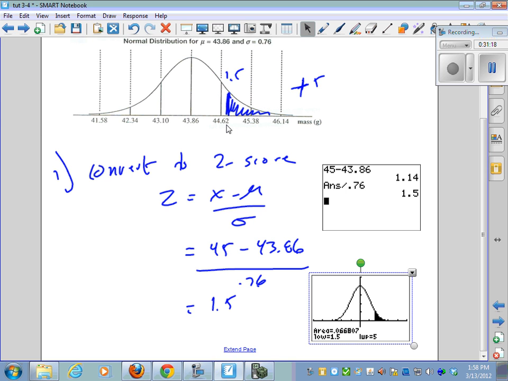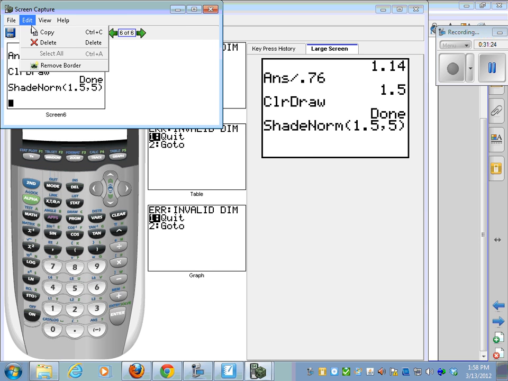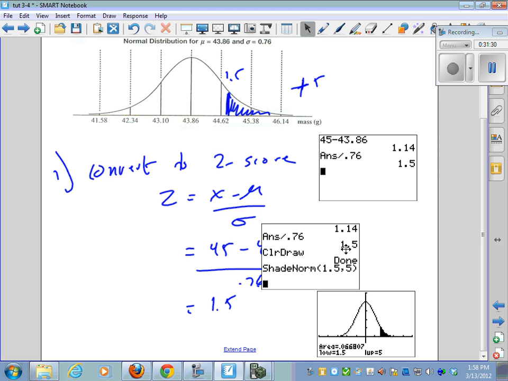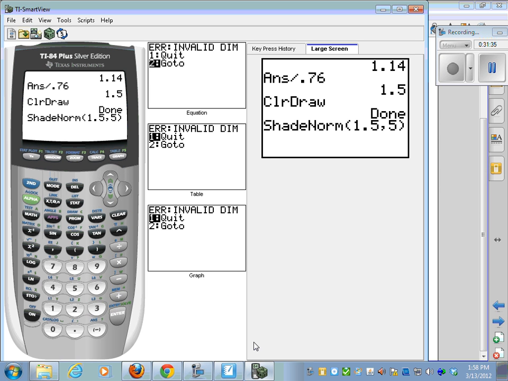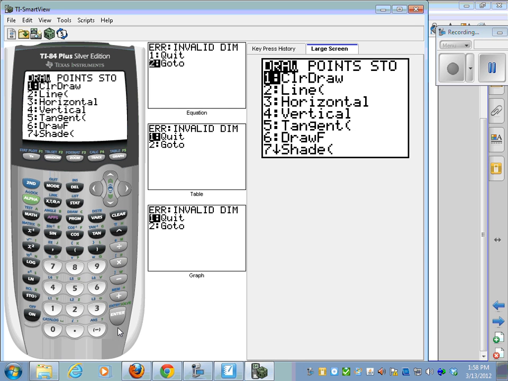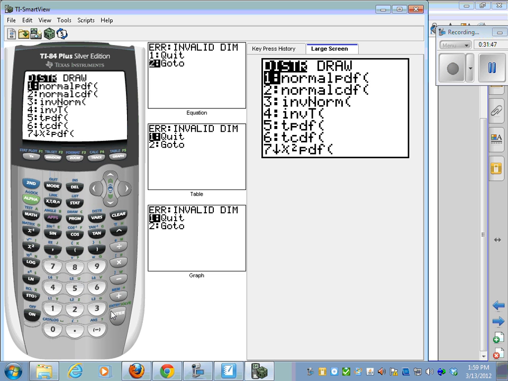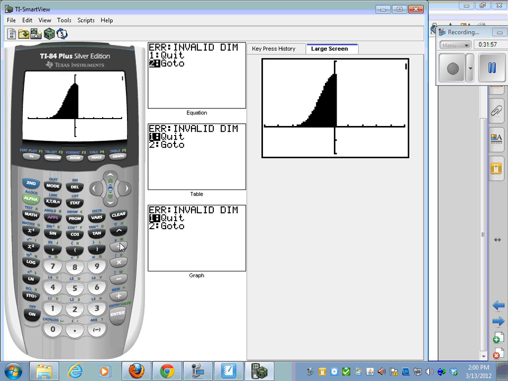Roland wants to know what happens if you mess up, like if you do your shade norm backwards. So he's going shade norm -5 to 1.5, right? Is that what you're saying, Roland? Okay. If you do that, then what you're doing is shading the opposite, like so.